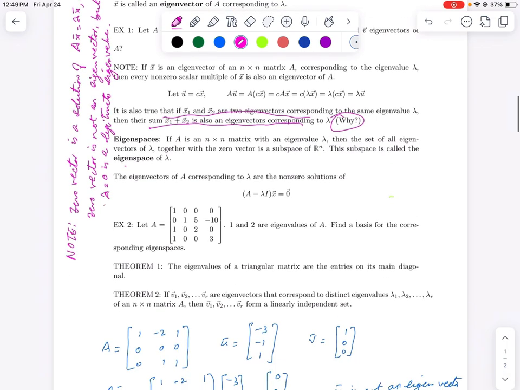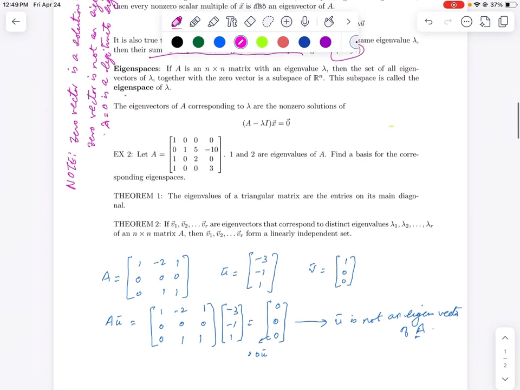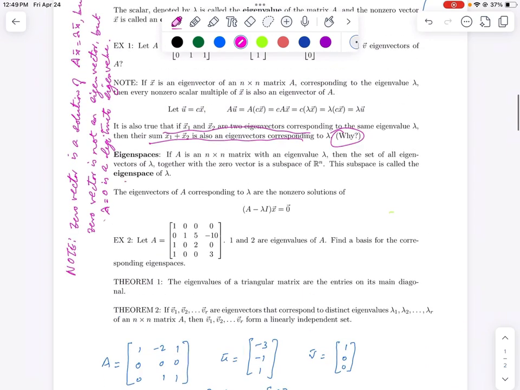Okay, so now the next thing is, what are eigenspaces? If A is an n by n matrix with an eigenvalue lambda, then the set of all the eigenvectors of lambda together with the zero vector is a subspace of Rn. This subspace is called the eigenspace of lambda.